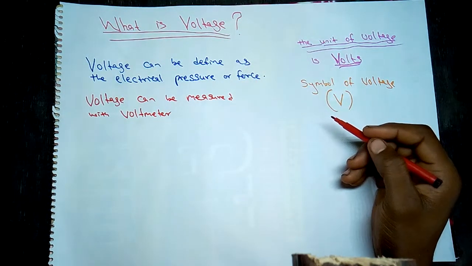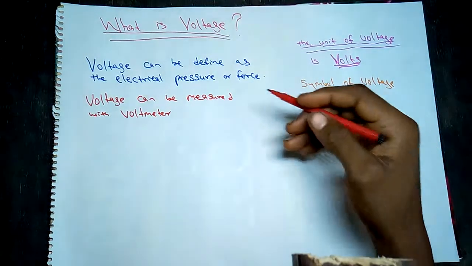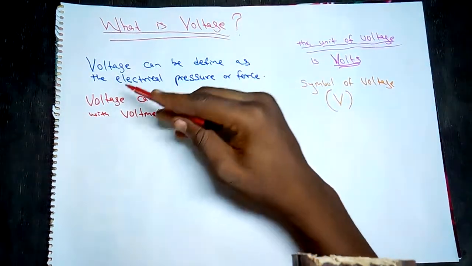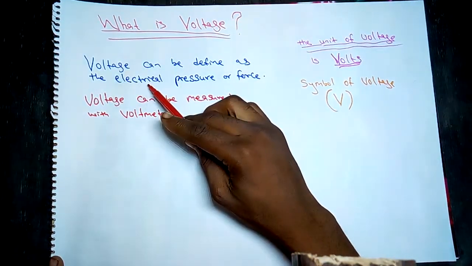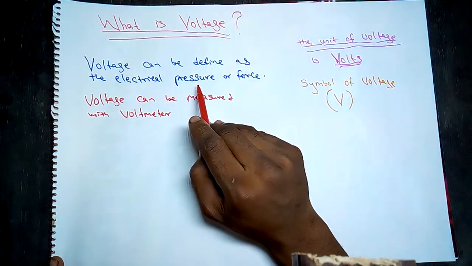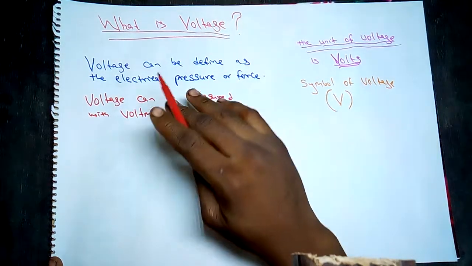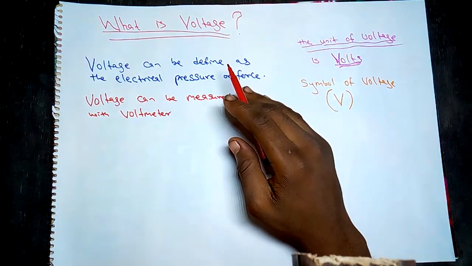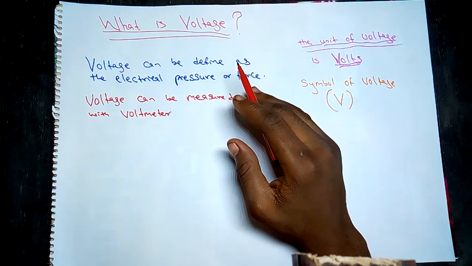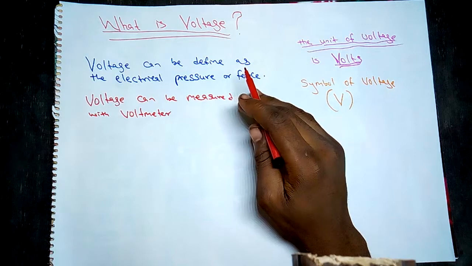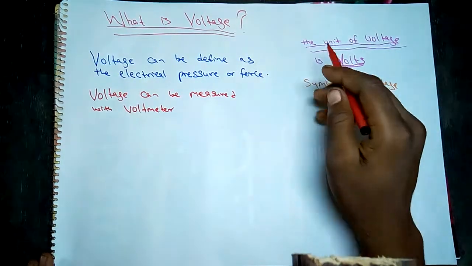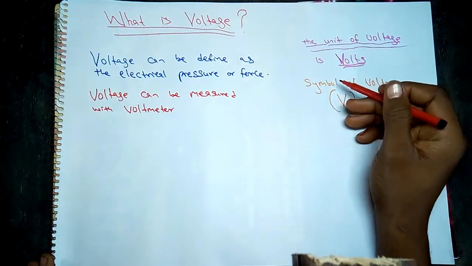So I want you to see voltage. First of all, let's define voltage in simple terms. Voltage can be defined as the electrical pressure or force. So I want you to see voltage as a force that is pushing the electrons, that is causing the movement of those electrons on a given point. And the unit of voltage is what we call volts.